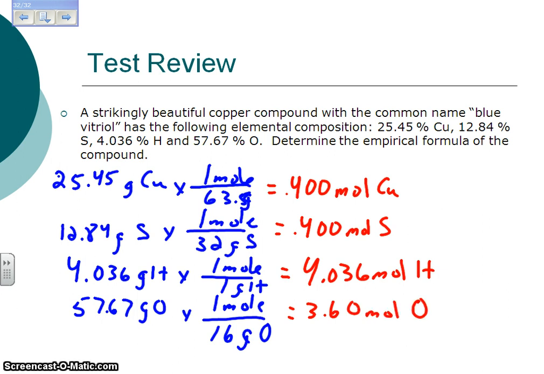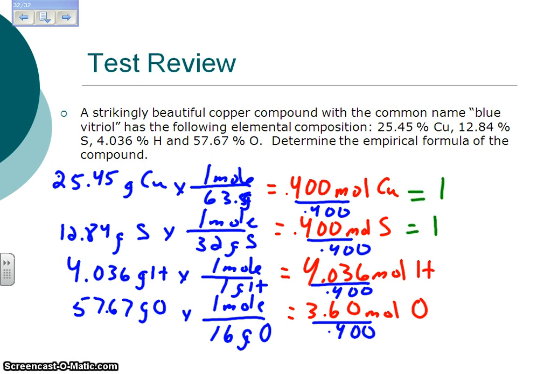Once we have the moles of each, we're going to divide by the lowest. In this case, the lowest is 0.400. And we generate our mole ratio. And from there, we have our empirical formula.